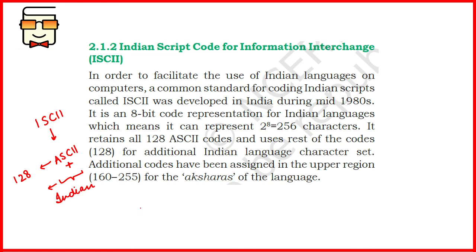So since the ISCII code was developed using 8 bits, how many total combinations? 256, and since 128 combinations are already reserved for ASCII, the remaining 128 symbols or combinations were given to the Indian language character set. Okay, so these are the two important standard codes or encoding schemes that you must know.